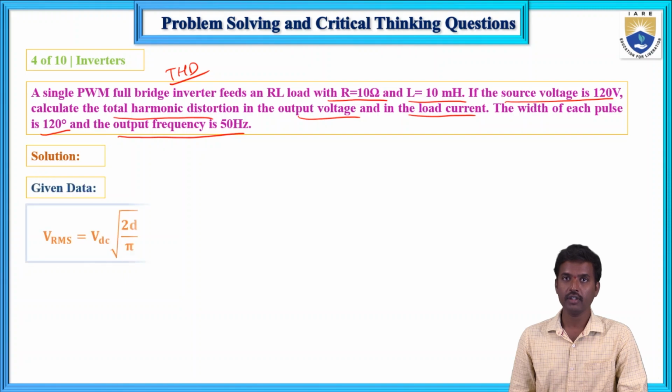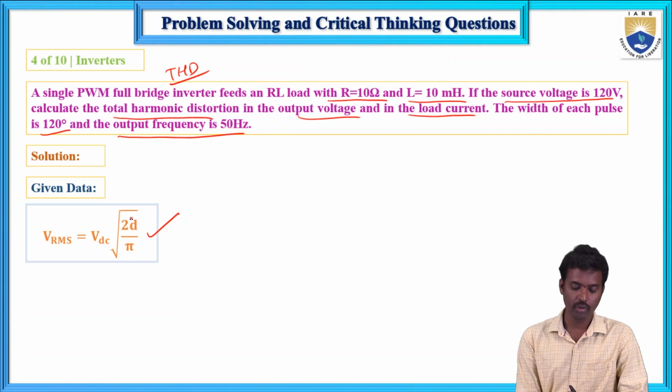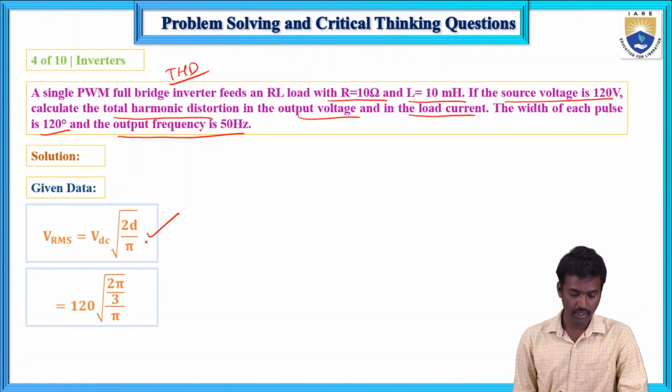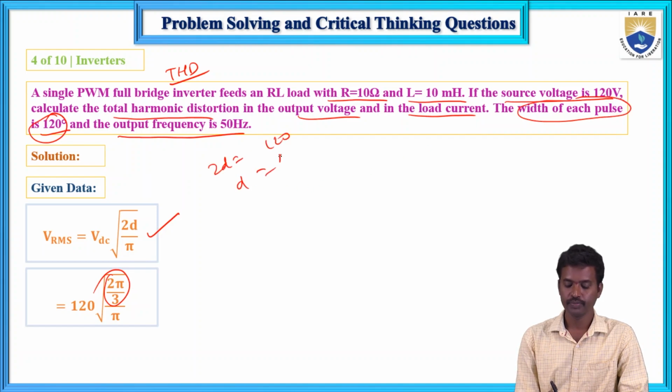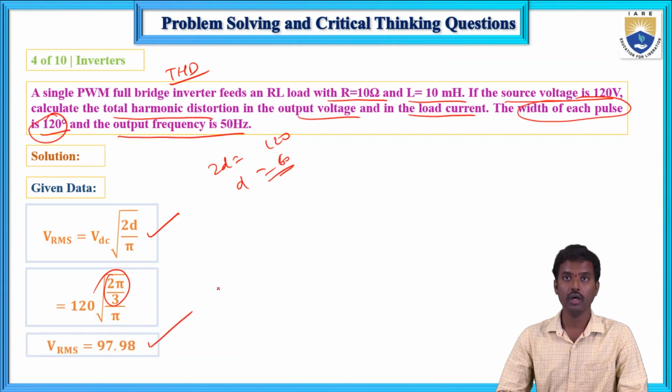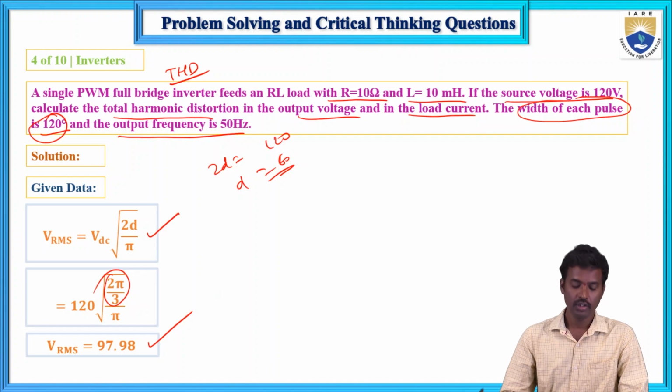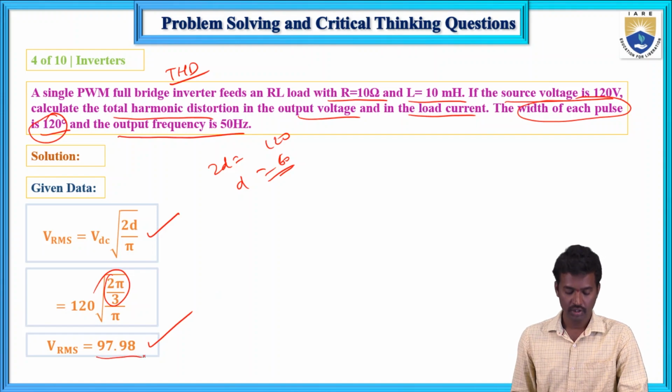So this is the output RMS voltage formula. If it is pulses, here VDC into under root 2D divided by pi. So 2D means the pulse width, here 120 degrees. So the width of each pulse 2D equals 120 and D equals 60. Now the output RMS voltage, that value equals 97.38.